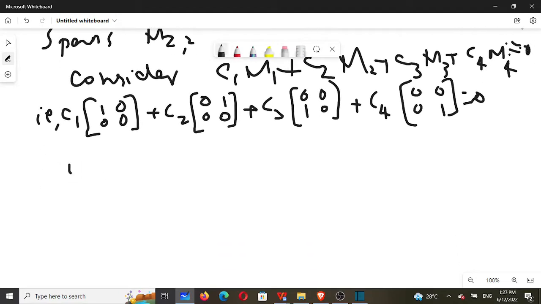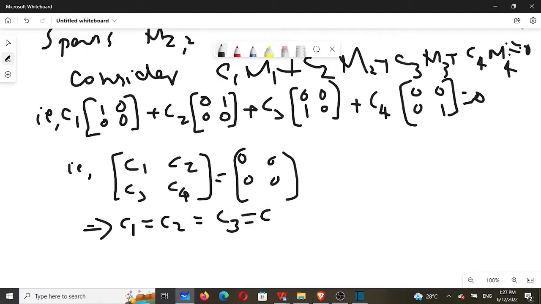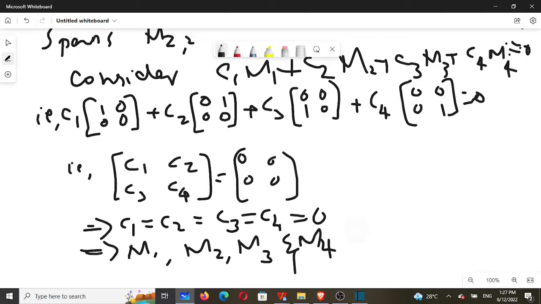That is the matrix [C1 C2; C3 C4] equal to [0 0; 0 0], which implies C1 equal to C2 equal to C3 equal to C4 equal to 0, which implies M1, M2, M3 and M4 are linearly independent.